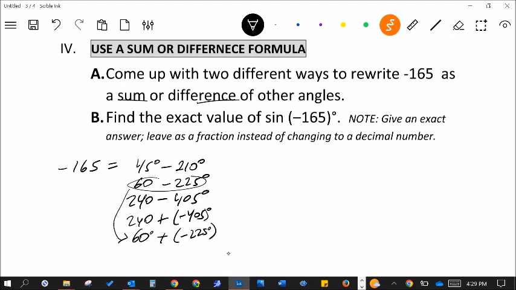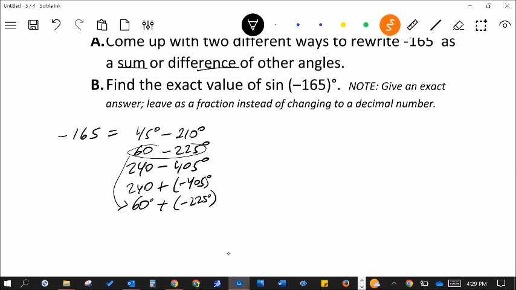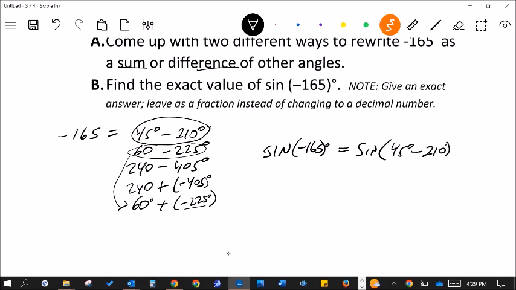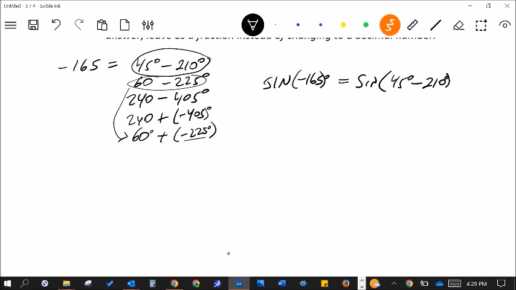And negative 225 would give me 135, which is on the unit circle. So that means I would use 135 when I'm looking on the unit circle for the parts of that one. Well, I'm going to stick to the first one that I have here right now. So I'm going to say that the sine of negative 165 degrees is equal to the sine of 45 degrees minus 210 degrees. So now let's use that with the formulas here.